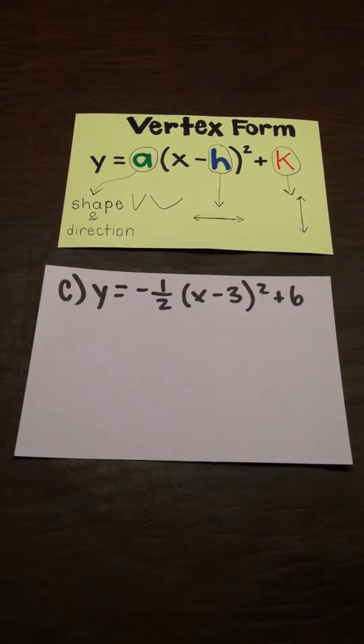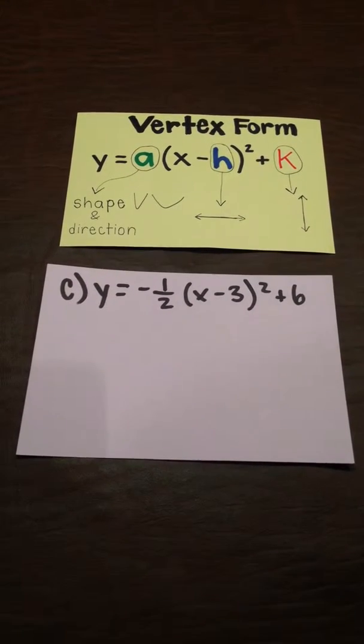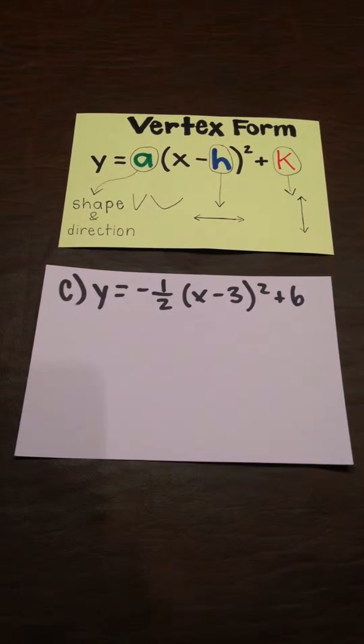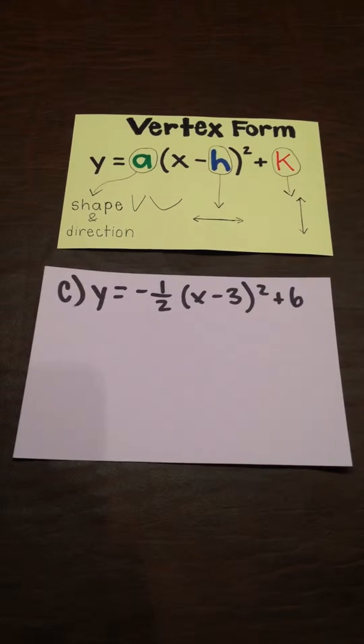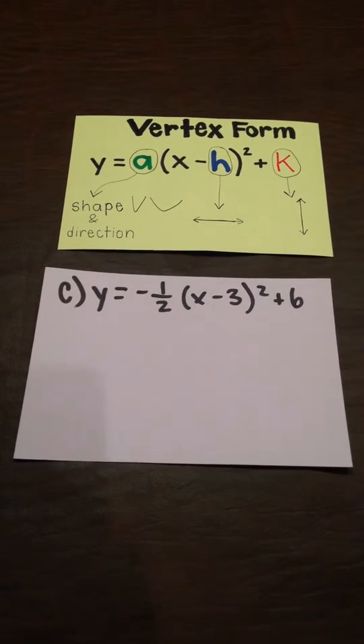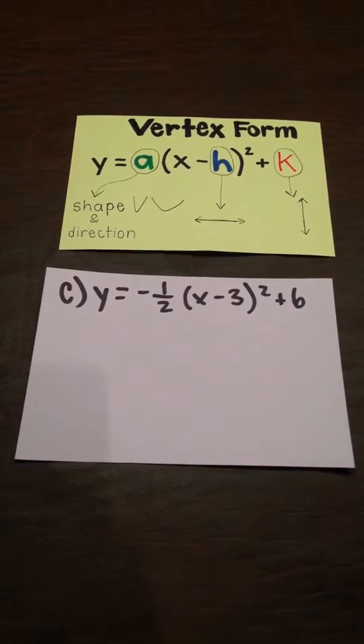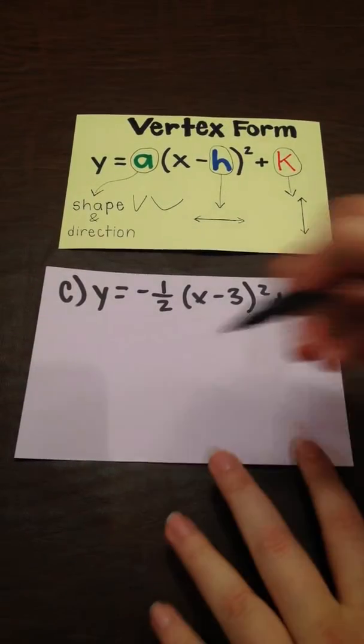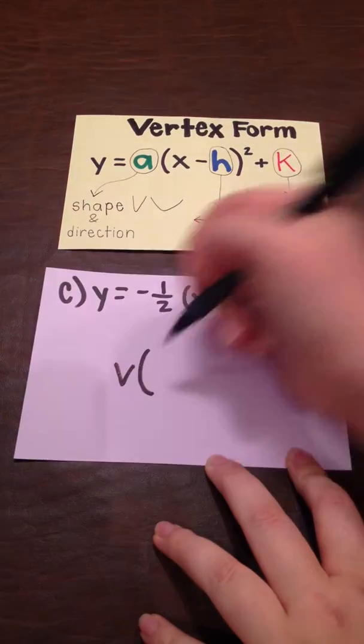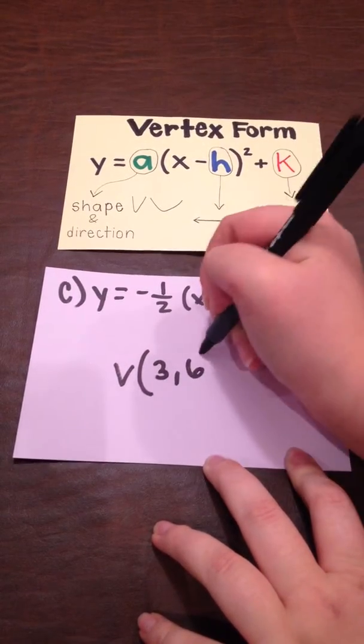Our third equation is y equals -1/2(x - 3)^2 + 6. From this equation, we know that our a value is both negative and a half, so our graph will be going down. It's already in vertex form, so we just need to find the vertex. So the vertex would be (3, 6).